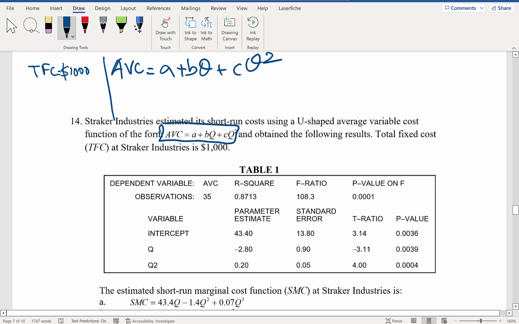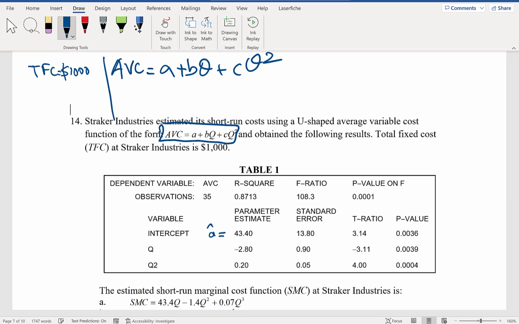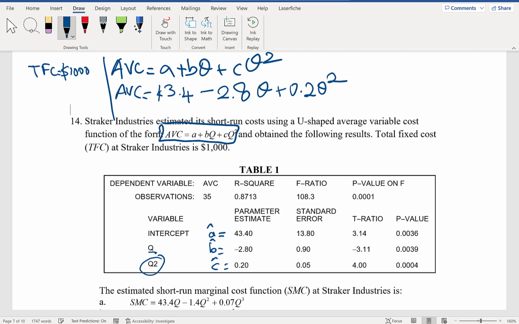If you look here, the intercept, which is A hat, has a parameter estimate of 43.4. The coefficient estimate of Q is B hat, and this is C hat, the coefficient estimate of Q raised to the power 2. So if you want to write the average variable cost again, I just love to write everything down: 43.4 minus 2.8 Q plus 0.2 Q raised to the power 2.